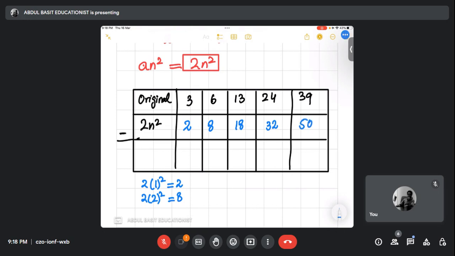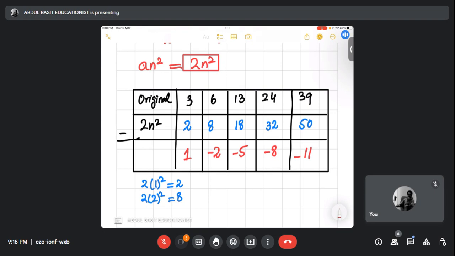Is this clear, everybody? Yes. Now it's time to minus it. So 3 minus 2 is 1. 6 minus 8 is -2. 13 minus 18 is -5. 24 minus 32 is what? It's minus 8. Yes or no? 39 minus 50 is minus 11, if I'm not wrong. Is this clear, everybody?